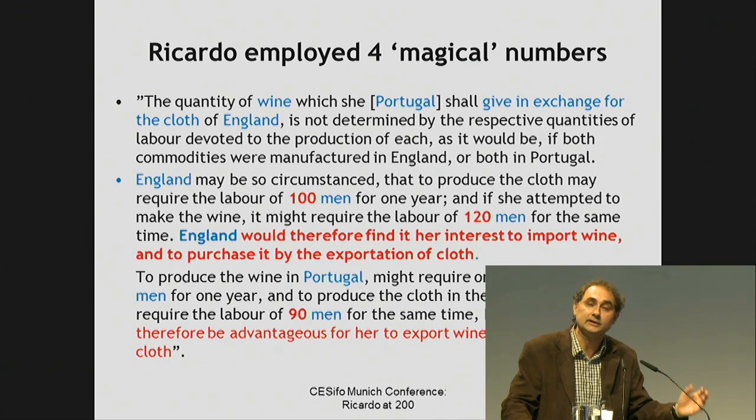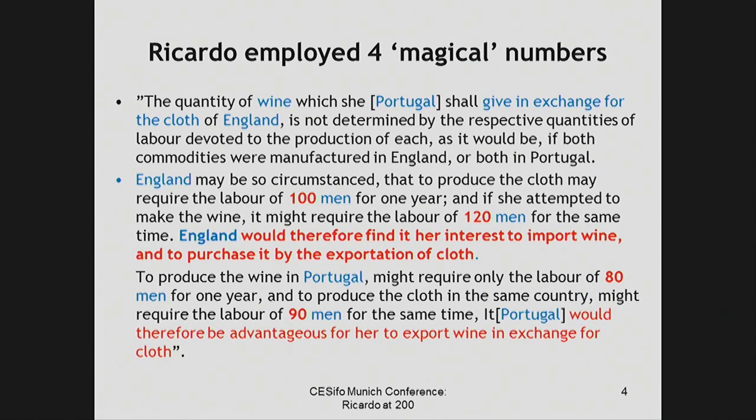But then he talks about Portugal. And he also comes up with two numbers. And so Portugal needs 80 men for 1 year to produce wine and 90 for cloth. And he also comes to a conclusion that it was advantageous for them to exchange. He was not very explicit here about what those numbers really meant directly.